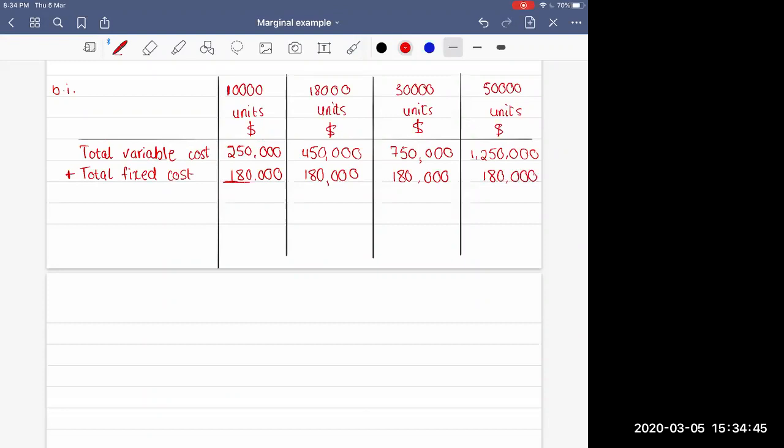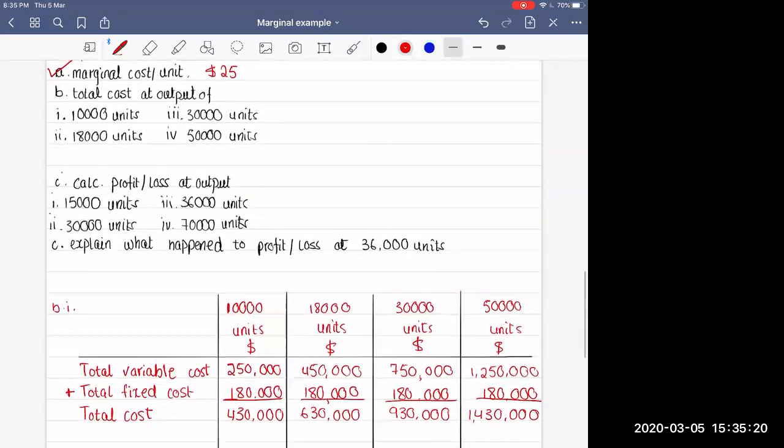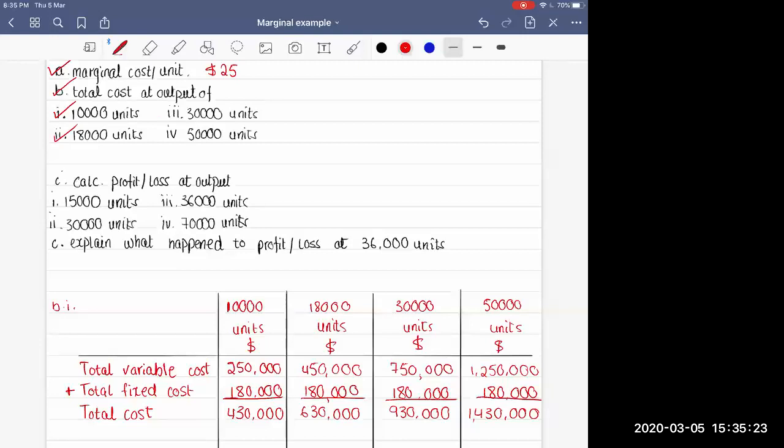So now, total variable cost plus total fixed cost, we can calculate our total cost. So sir, 250 plus 180, the total cost is 430,000. 450 plus 180, the total cost is 630. 750,000 plus 180,000, total cost is 930,000. 1,250,000 plus 180,000, the total cost is 1,430,000. So total fixed cost plus total variable cost will give us the total cost. So we are done with the second requirement as well, where we are required to calculate the total cost at different output levels.